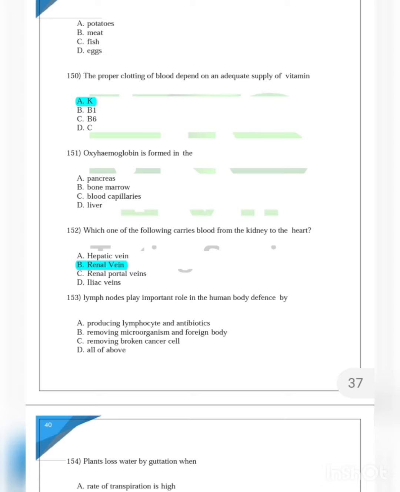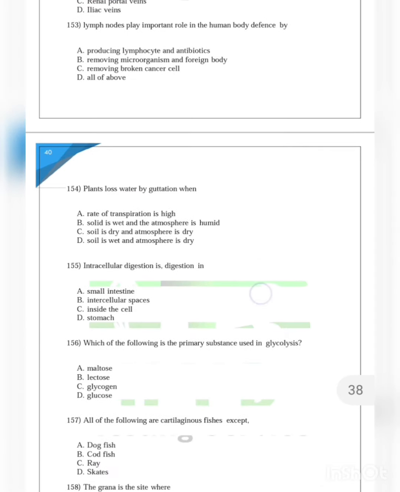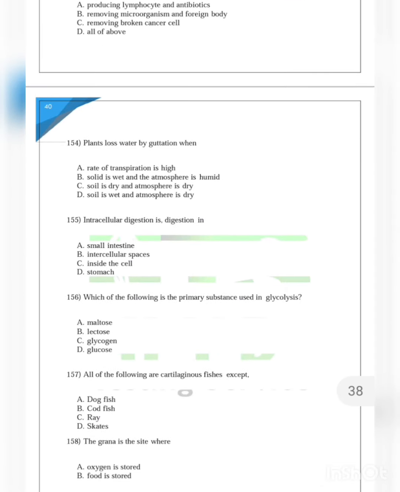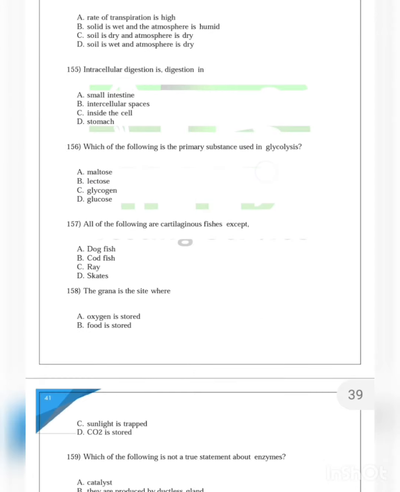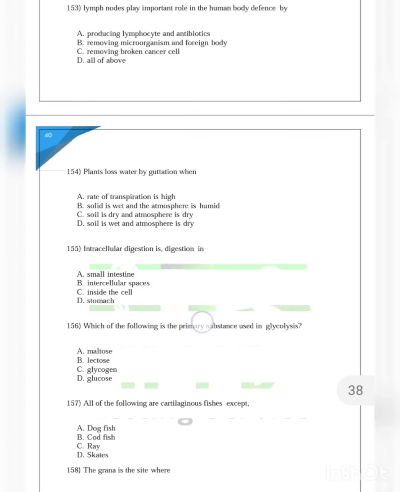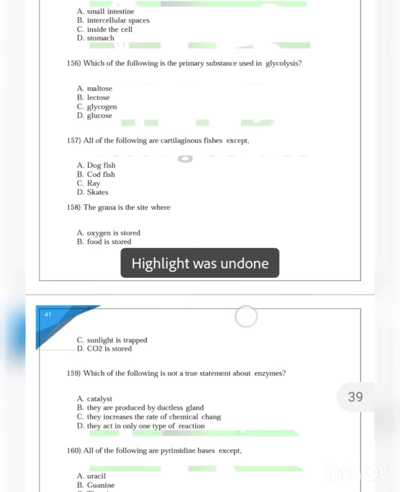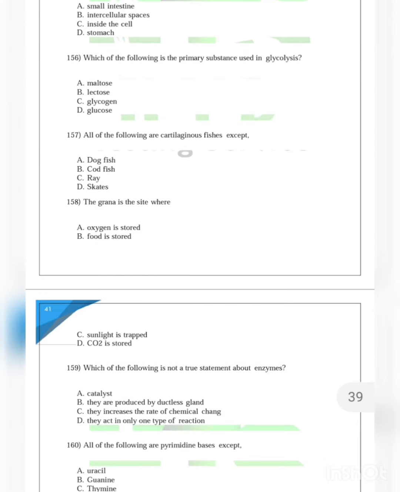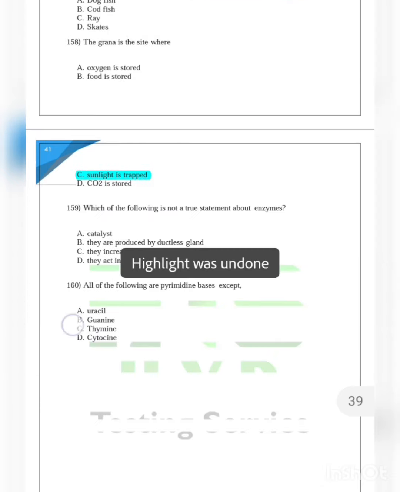This is so confusing. The question basically came easy. I can find similarity with NEET, because NEET paper questions are really easy, but you get really confused about which is right and which is not right. This is a very intimidating thing. Now plant physiology: the ground is the site where sunlight is trapped.